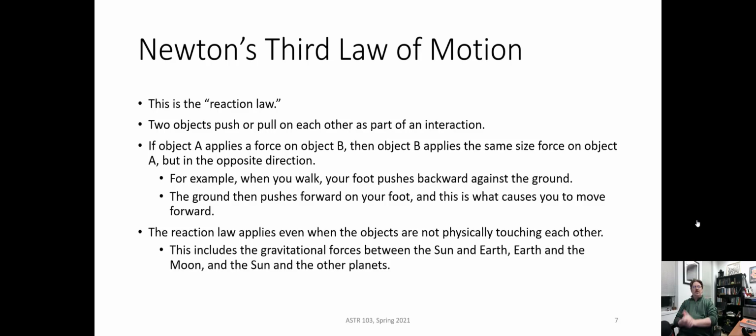Now, later on I'll explain, and hopefully if you look at Newton's second law, you might have an inkling as to why it appears that the moon orbits around the Earth and not the other way around, or something in between.